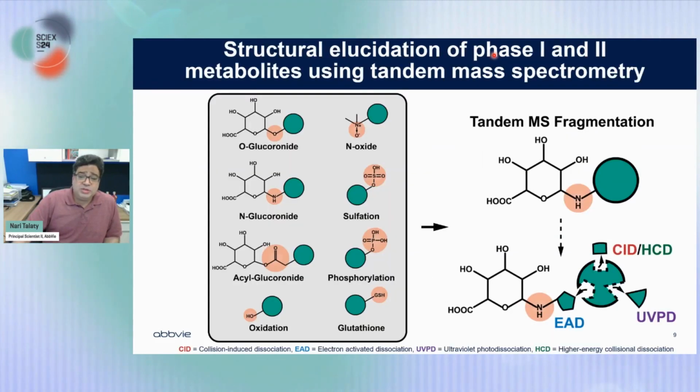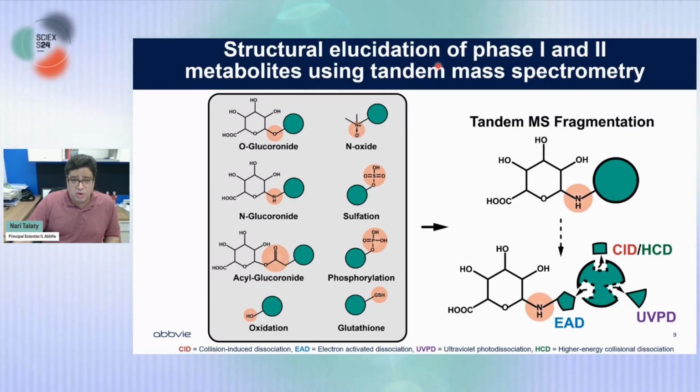So what we wanted to do was a comprehensive study of 40 different compounds, 5 belonging to each of these classes. So we identified the common metabolites, right? Phase 1 and phase 2. We have your O-glucuronide, your N-glucuronide, your acyl glucuronide. You have oxidation, the N-oxide, the sulfation, phosphorylation, and your glutathione conjugates, right? So you want to understand all of these metabolites.